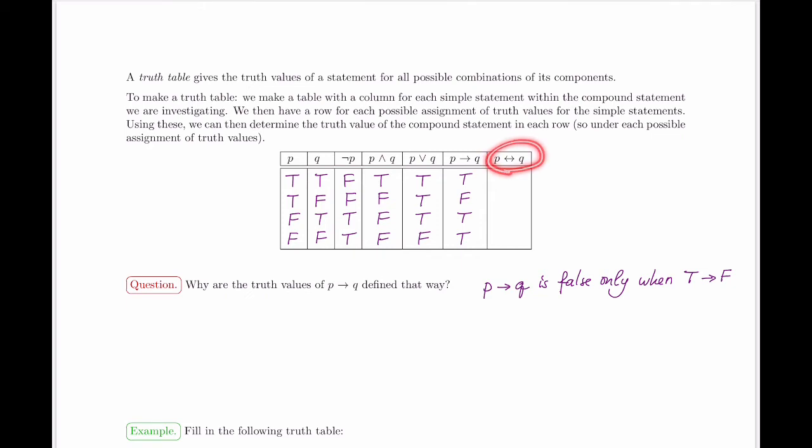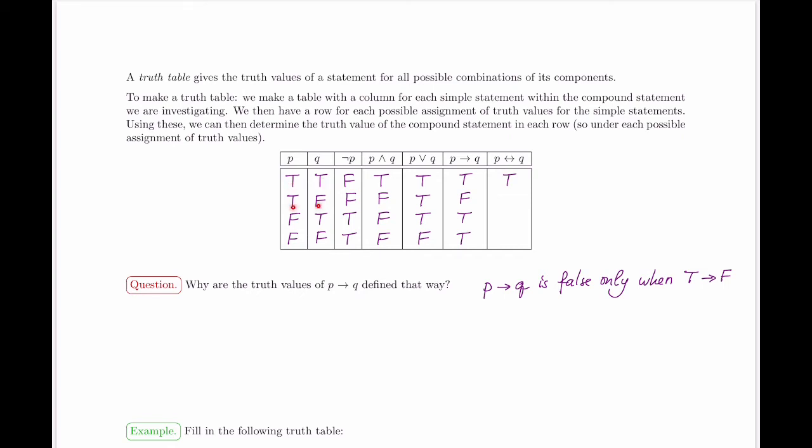The biconditional is essentially the logical equality. So the biconditional is going to be true when P and Q have the exact same truth value. So either they're both true or they're both false. So here I have true and true. So the biconditional, again, the logical equality, will give us true because they are in fact the same.